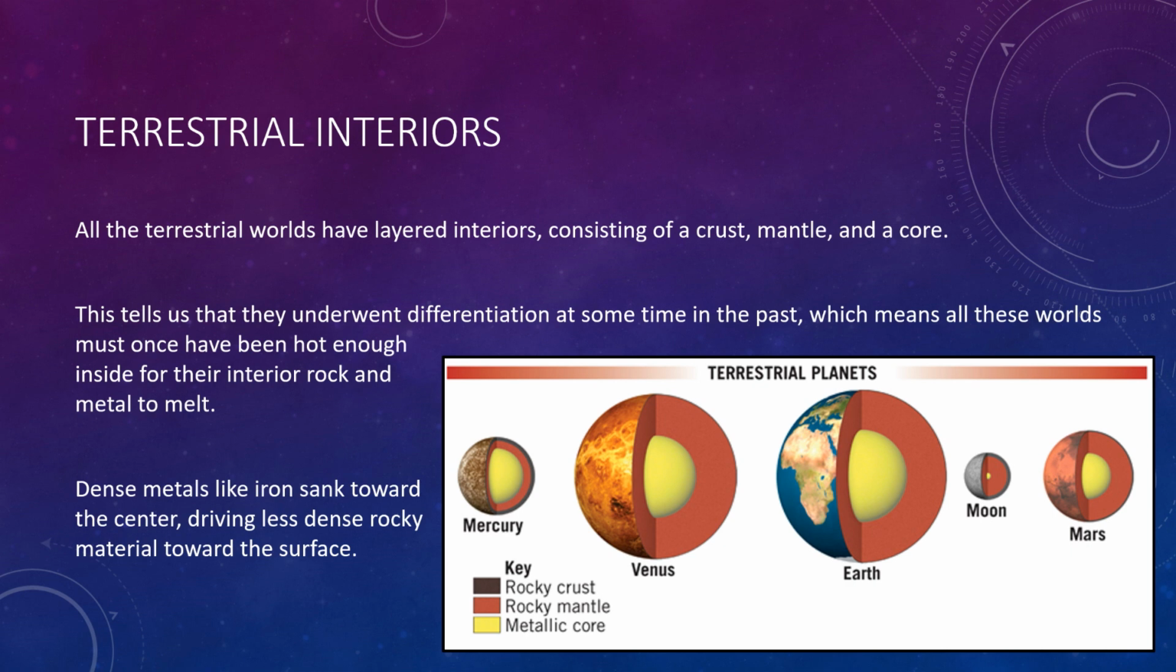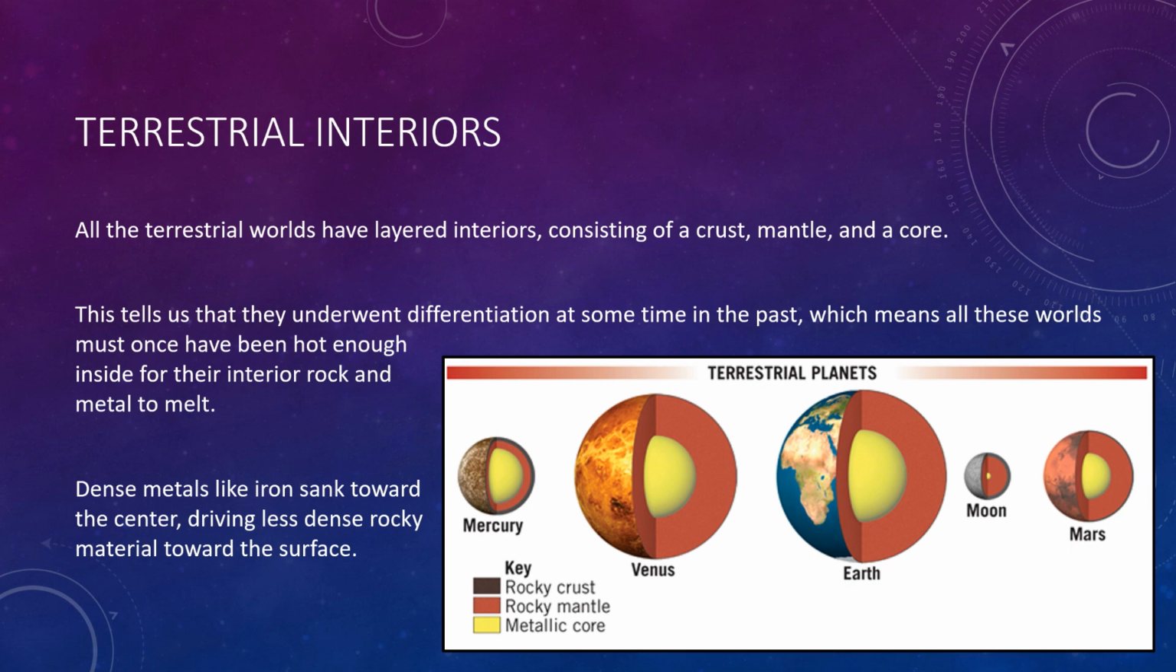Rocky material of moderate density, mostly minerals that contain silicon, oxygen, and other elements, form the thick mantle that surrounds the core, which you see in the red. And then the lowest density rock, such as granite and basalt, which are common volcanic rocks, form the thin crust, essentially representing the world's outer skin.